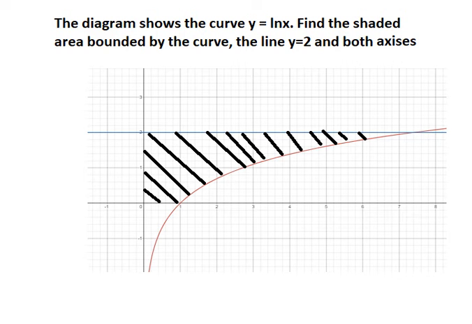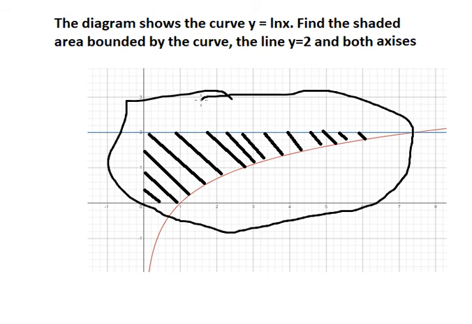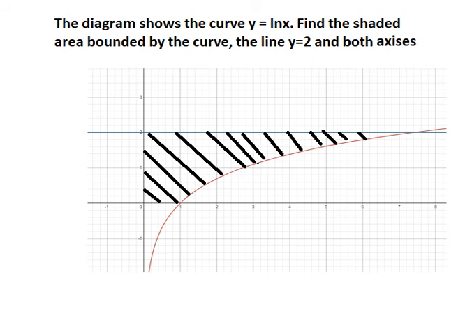So now I want to show you how to answer. We need to find the area bounded by y equals f(x), y equals 2, and both axes. So now that is about the figure in here. We know that the red line is about y equals f(x), and the blue line is about y equals 2.